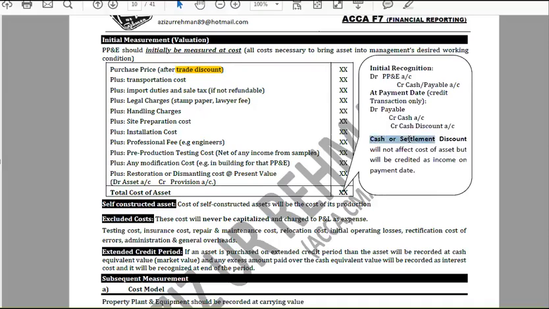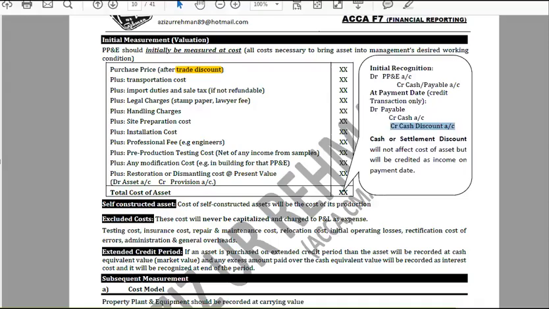So if you are going to avail cash or settlement discount, this would be the double entry. Debit would be payable, credit would be cash, and credit would be discount. And this discount will be recorded as an income. So please remember the difference between these two types of discounts. If there is trade discount, we will deduct it from the cost of the asset. There is no other treatment. On the other hand, if there is cash or settlement discount, then this discount will only be recorded at the time of the payment. When you make the payment of the asset in the future, debit would be payable, credit would be cash, and credit would be cash discount as an income.